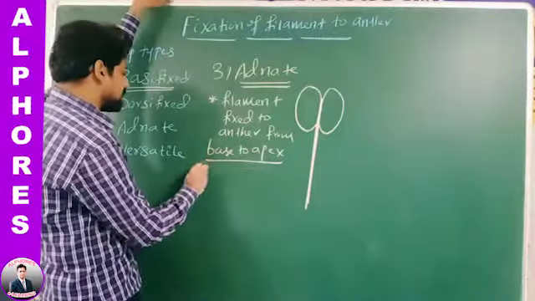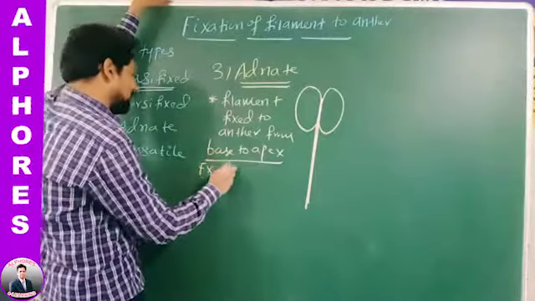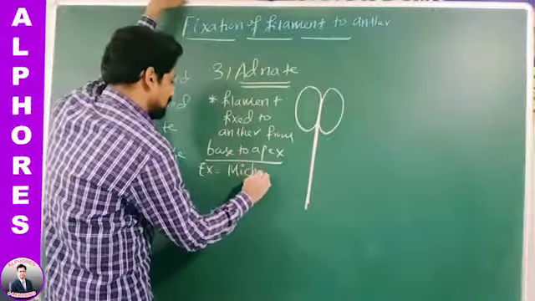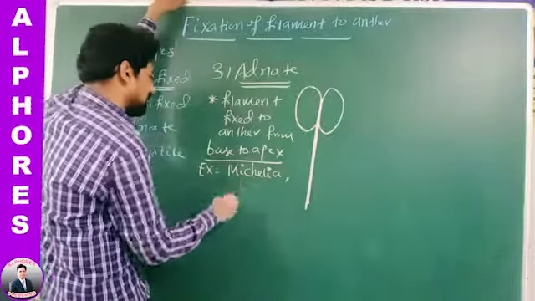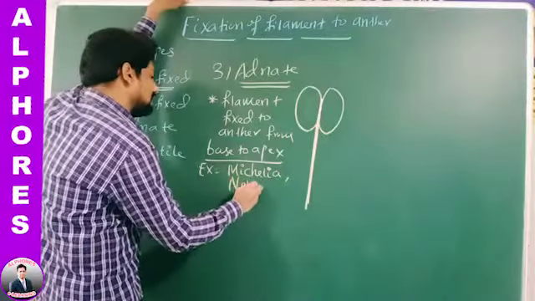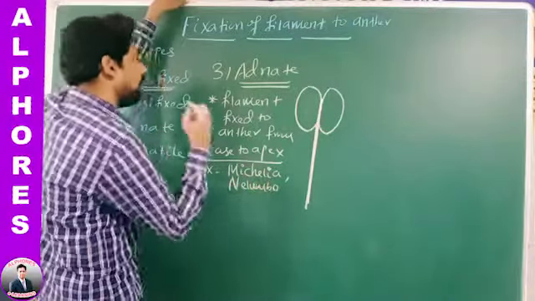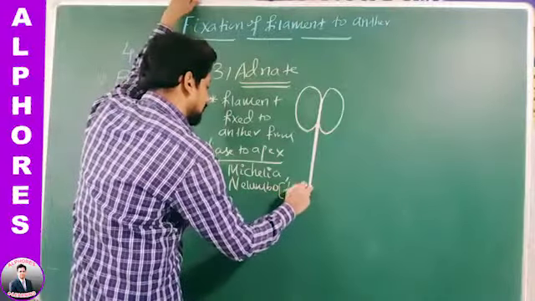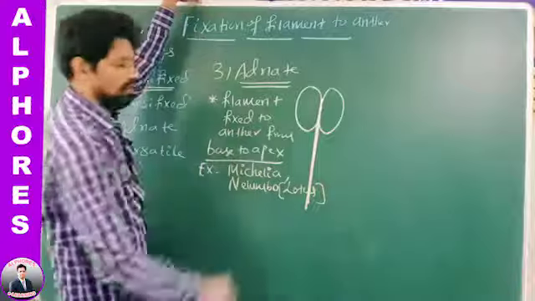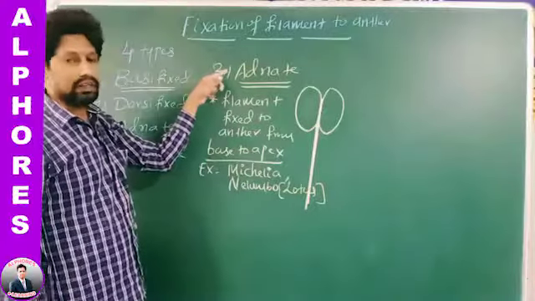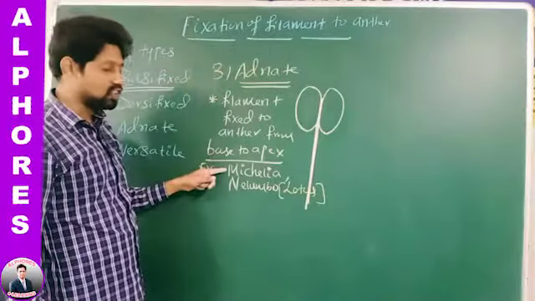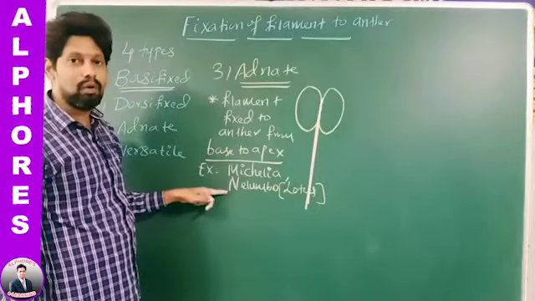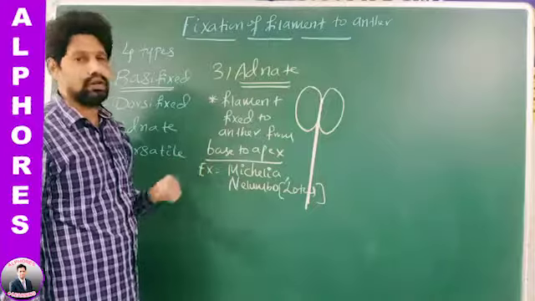Sir, adenate example I am writing: Magnolia. Second one is Nelumbo. Nelumbo nucifera, lotus. Nelumbo nucifera, scientific name of lotus. Okay. Therefore, adenate is seen in the case of Magnolia and the second one is Nelumbo nucifera, that is lotus, right?